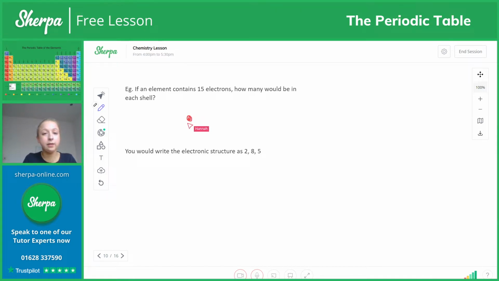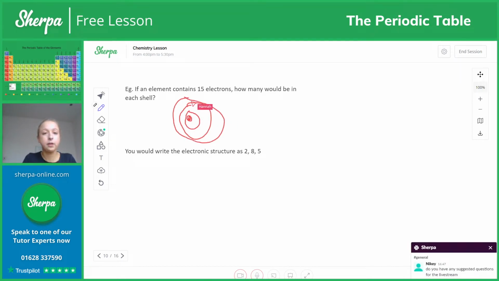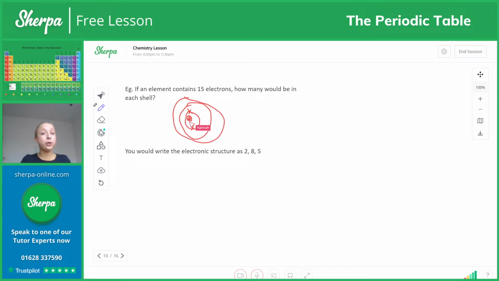So I've got the nucleus here, and I've got the 3 shells. So 15. So we know that there's 2 in the first shell. The next shell we know can take up to 8. We can fit 8 on there. So 1, 2, 3, 4, 5, 6, 7, 8. Total now we've managed to put 10 into our atom. We've got 15, so we can still fit 5 more in our third shell. 1, 2, 3, 4, 5.